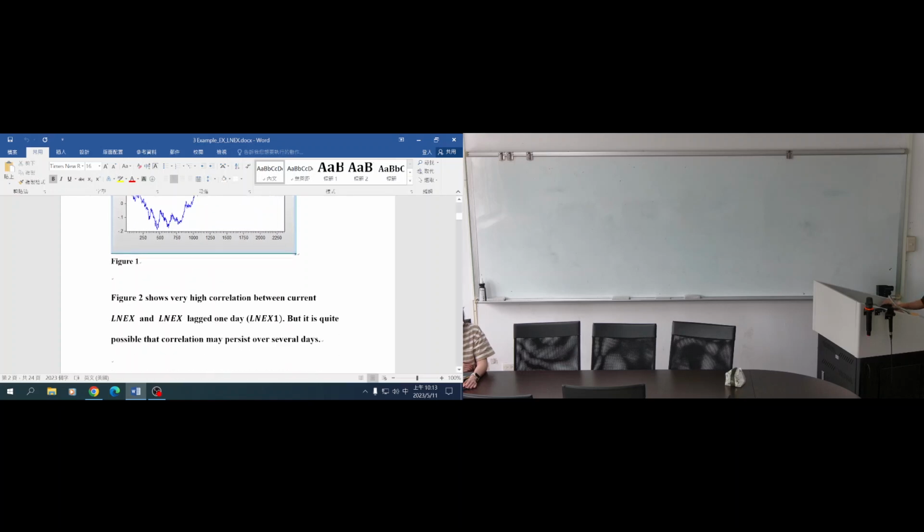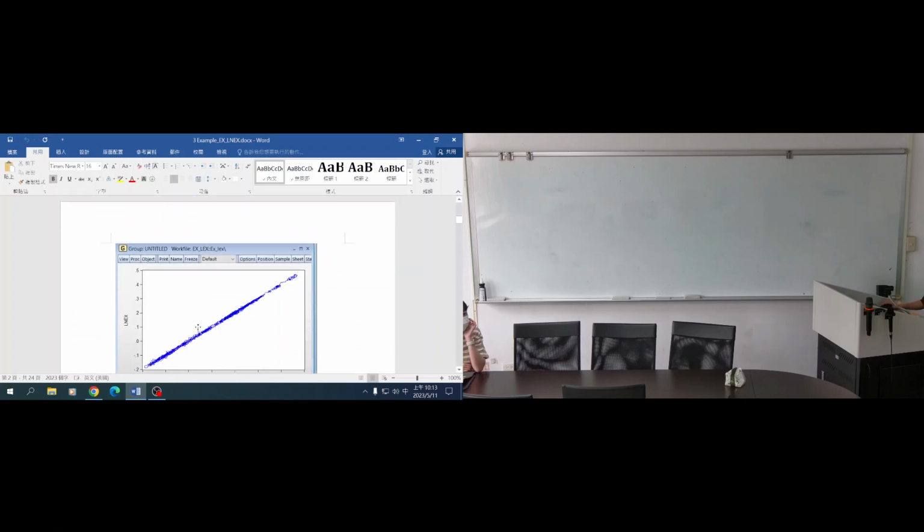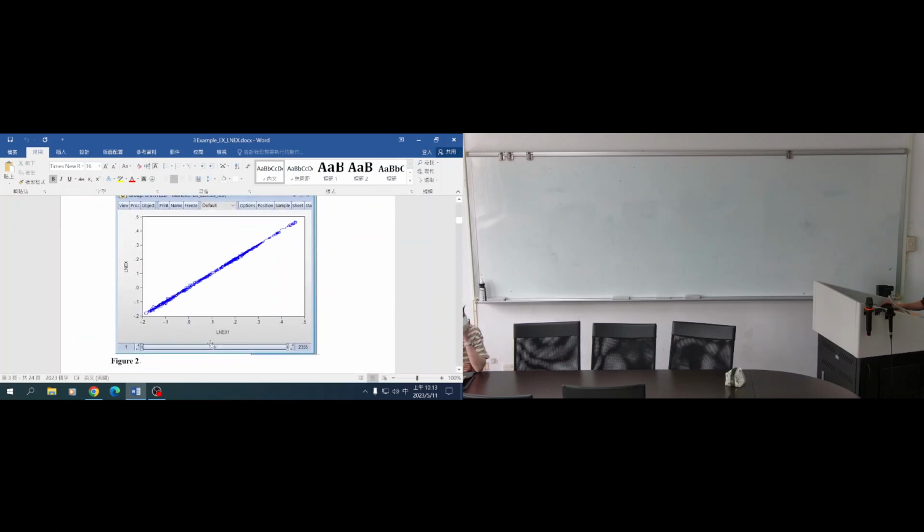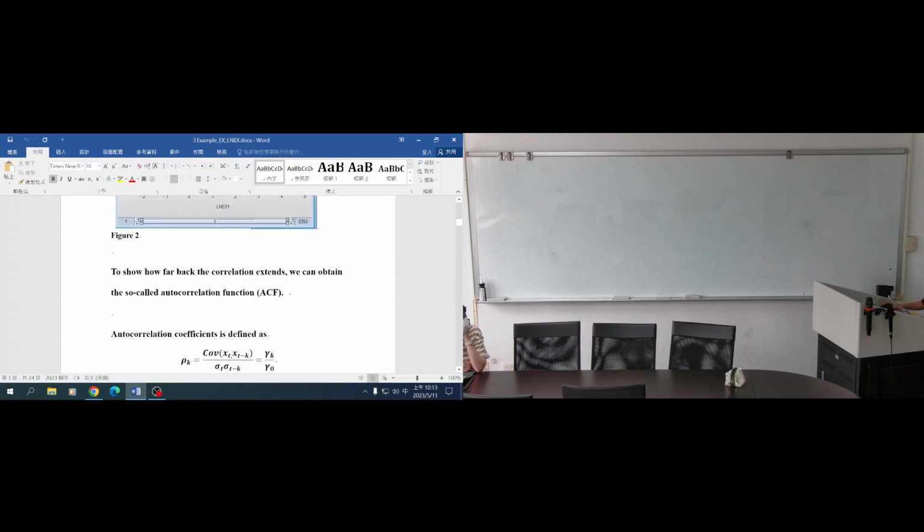And so if I check with lag 1, the horizontal axis is lag 1, and the vertical axis Y is the original LNEX. So look at this one. What do you think? It's really highly correlated, right?